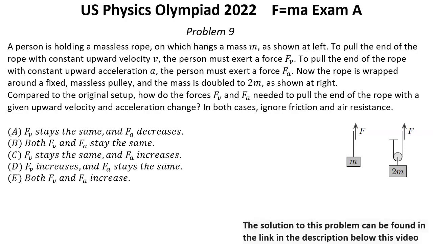Compared to the original setup, how do the forces Fv and Fa needed to pull the end of the rope with a given upward velocity and acceleration change? In both cases, ignore friction and air resistance.